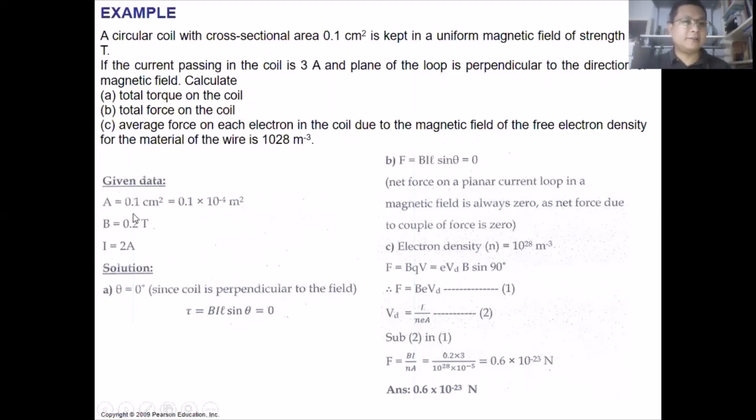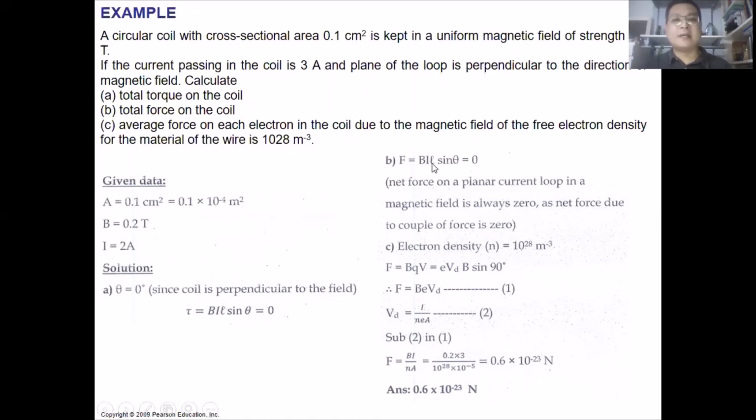Okay, by the given data, we can list the parameters like this. And then we go to the question, the torque of the coil. Theta is perpendicular to the plane of the coil. We will discuss the torque formula later, in the second part of chapter 7. The torque is B times current times L sine theta.